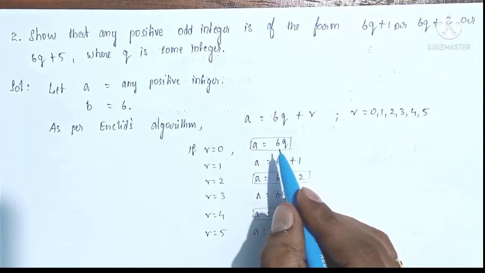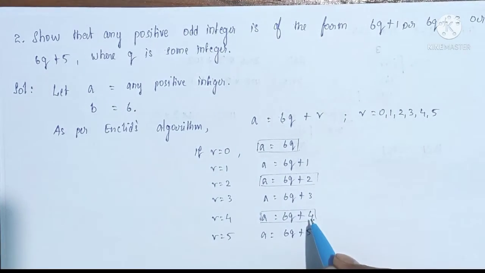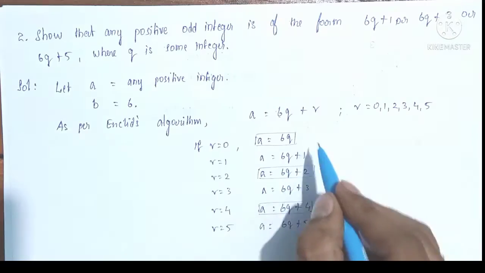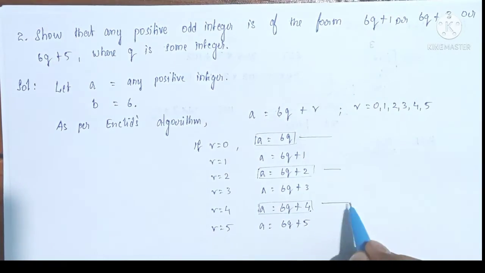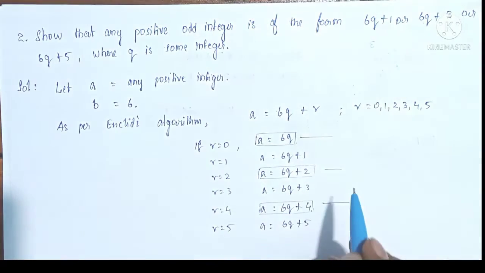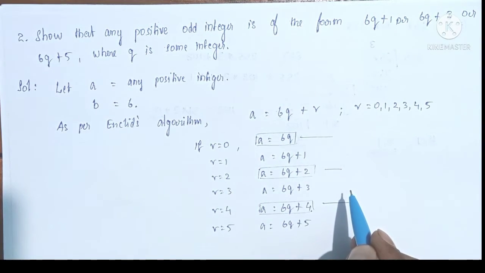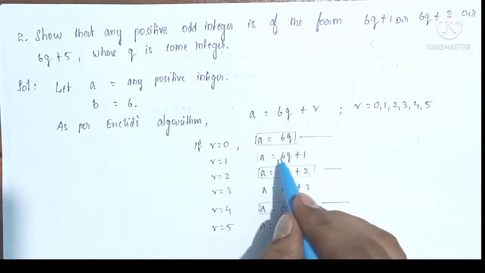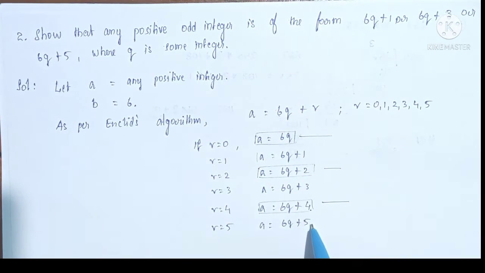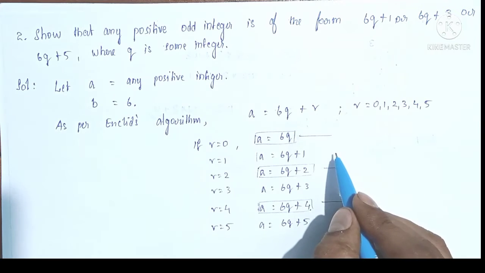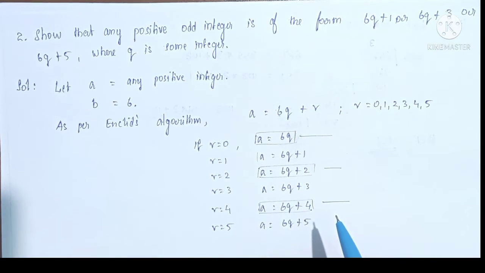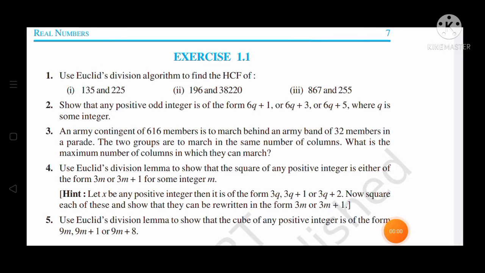If a is equal to 6q plus 2, 6q plus 4, then a is an even number and divisible by 2. In all these cases, a is an even number. Numbers like a equal to 6q plus 1, 6q plus 3, 6q plus 5 will all be odd numbers, where q is some integer. Clear? Okay, now let's move on to question number 3.